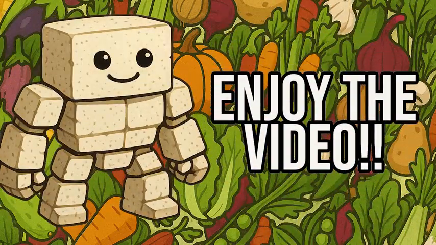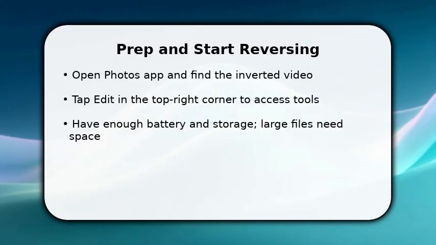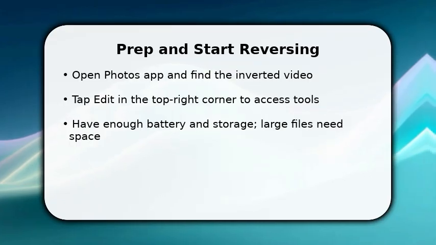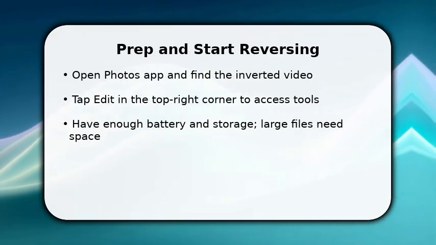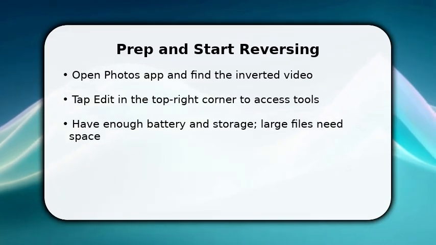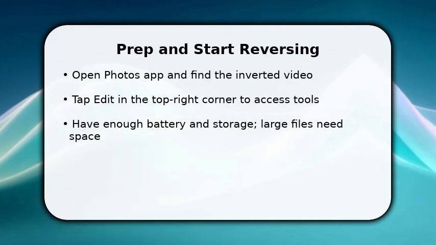Please enjoy the video. You begin by opening Photos and selecting the inverted clip. This is where you act. Once selected, tap Edit. You need the built-in editor, not a third-party app. Make sure the clip plays so you can preview orientation changes. If it won't play, free up storage or restart the phone.